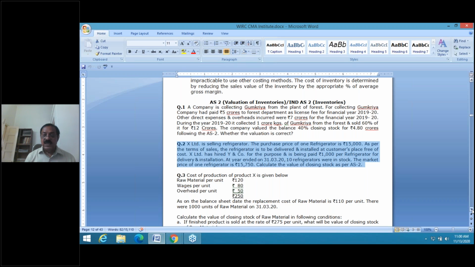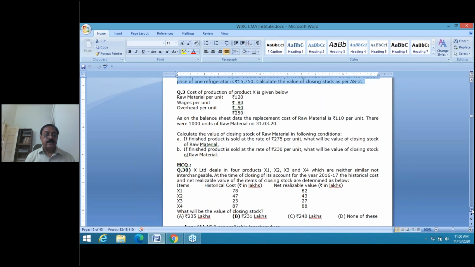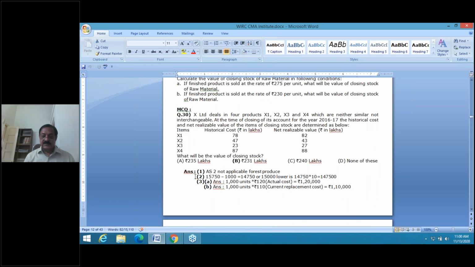So friends, I am showing the answer to you also. This is the answer, I am highlighting it here. So my NRV is 14,750: selling price minus cost to sell. Whereas my cost is 15,000. So I have to show it at cost or NRV, whichever is lower. NRV is 14,750, being the lower, I have to show it at 14,750 into 10 refrigerators, so 147,500 will be my valuation of these inventories, friends. So this is the way we have to value.